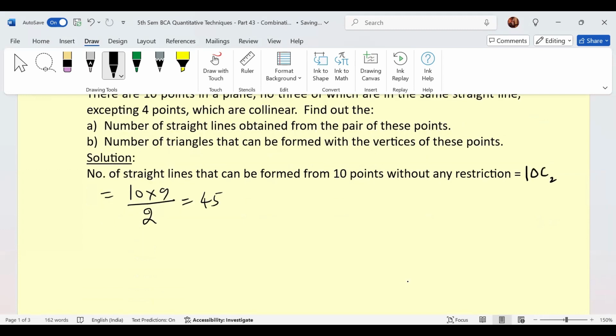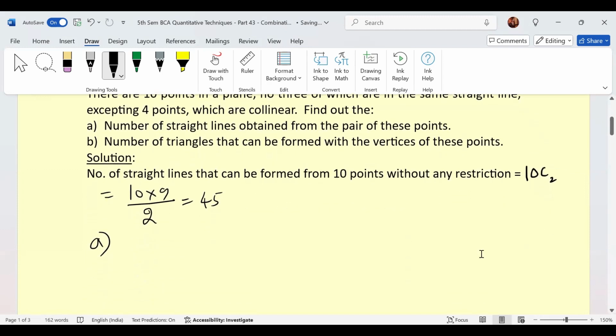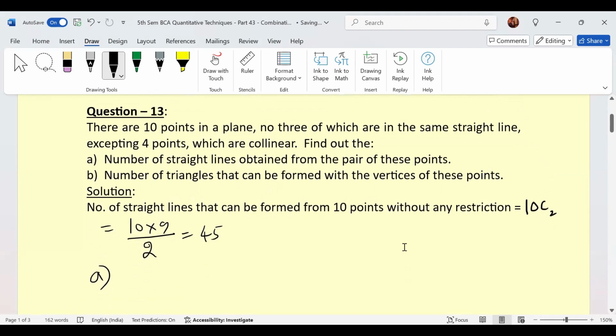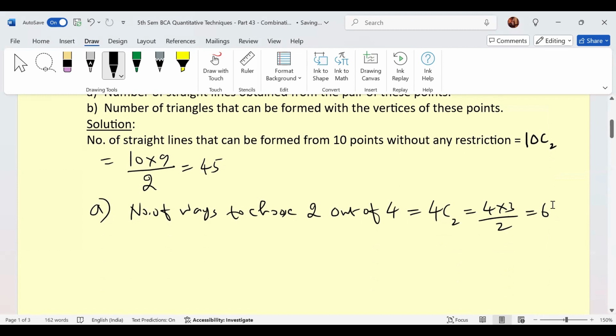Now, let us come to part A. Number of straight lines obtained from the pair of these points. Here they say, excepting 4 points which are collinear. That means those 4 points are on a straight line. Collinear means they are on the straight line. So now, the number of ways to choose 2 out of 4 is 4C2. That means 4 into 3 divided by 2, which is 6. So based on this, 6 straight lines cannot be formed.